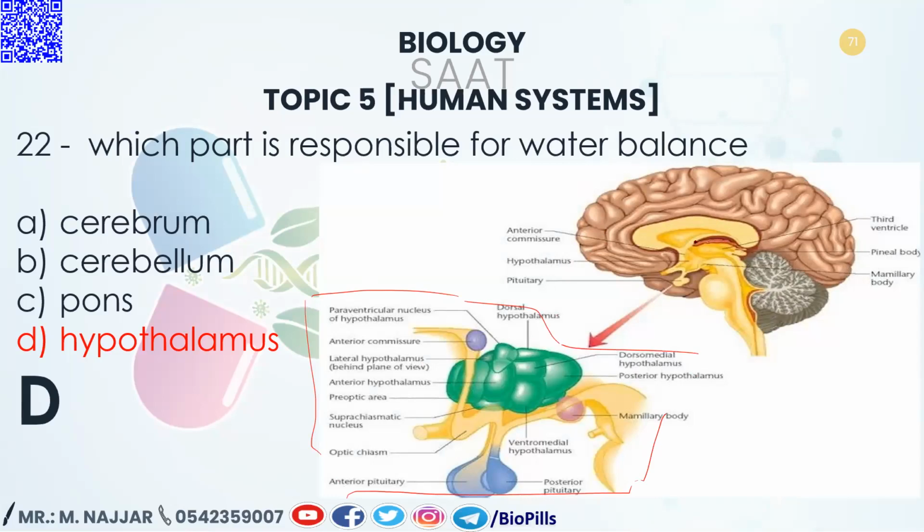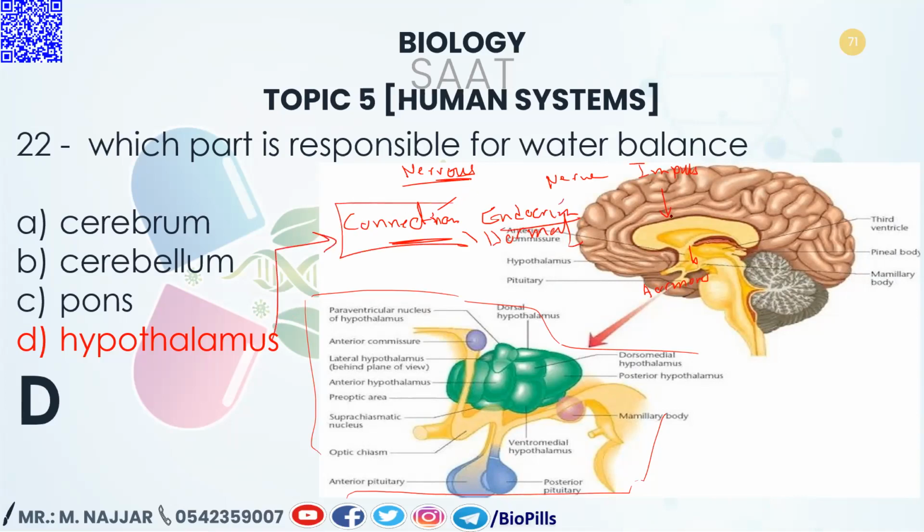But what I need you to know is that the hypothalamus receives the nerve impulses and releases hormones. So it is a connection between the nervous system and the hormonal or endocrine system. It receives the nerve impulse from the central nervous system, and then releases or secretes hormones that are transmitted to the pituitary gland in order to order it to secrete the proper sort of hormones.